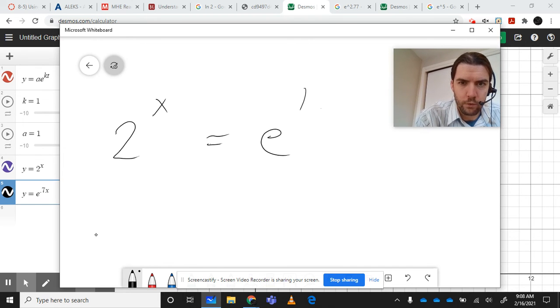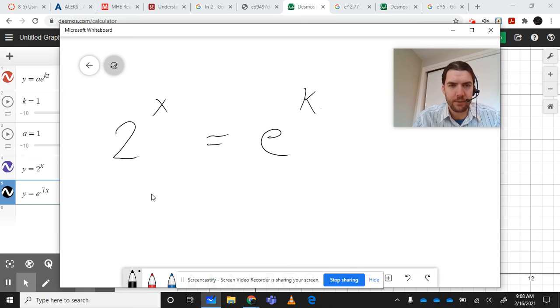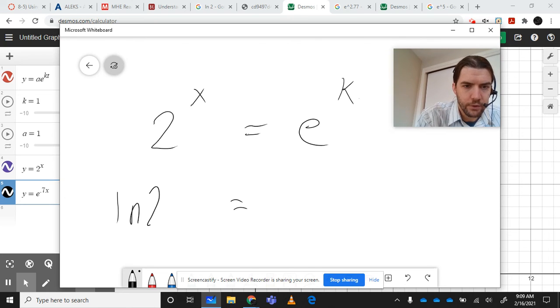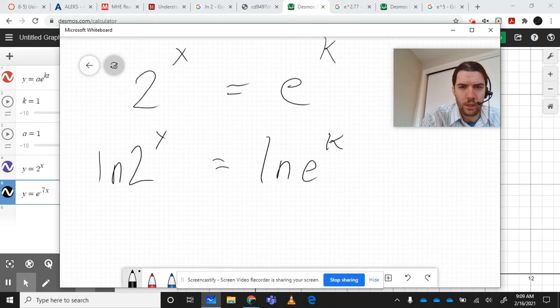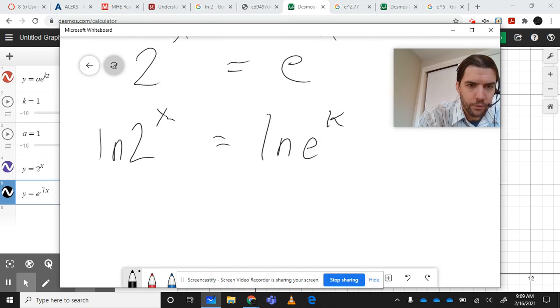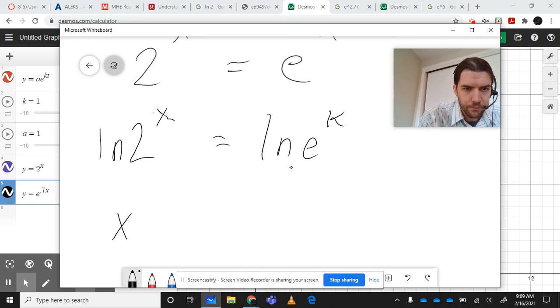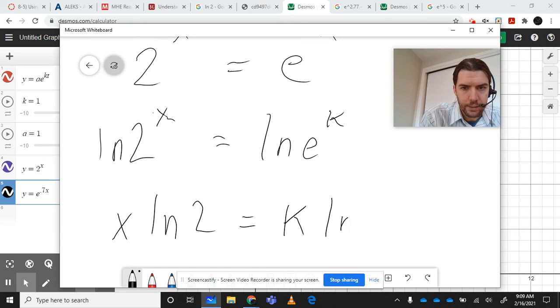So we'll use our standard techniques here to try to get these exponents down. What I'm going to do is take the natural log on both sides. I'm going to say ln of 2 to the x should equal ln of e to the k. With my log rules, I'm allowed to take this down to the front. So I can say x ln of 2 equals k ln of e.